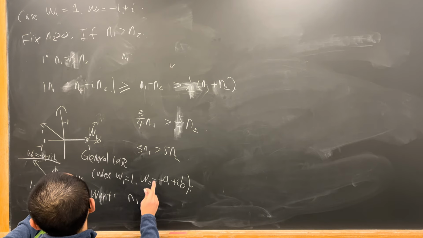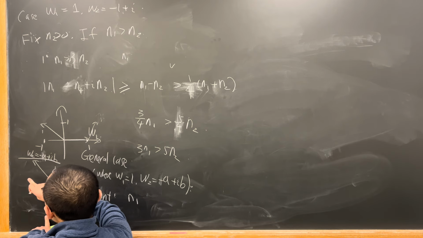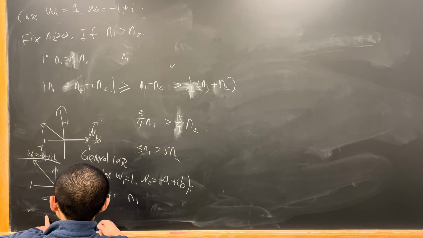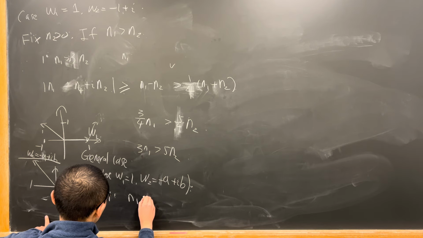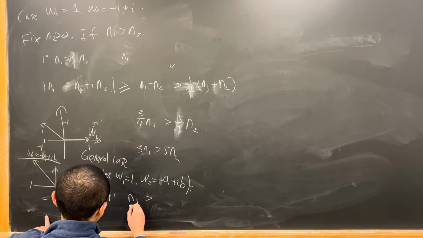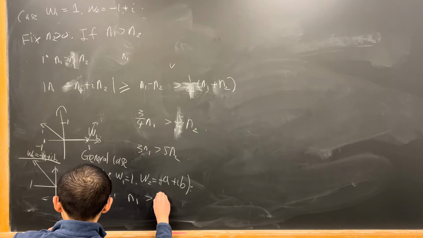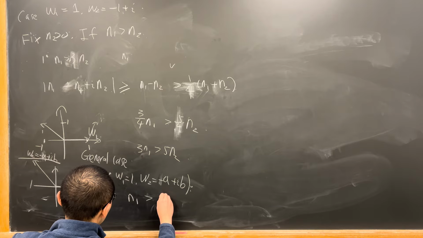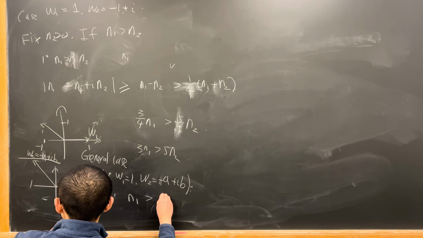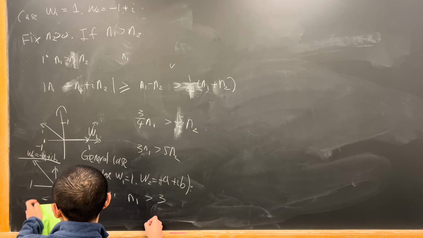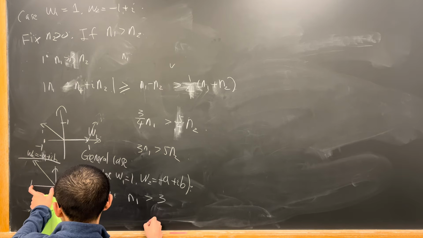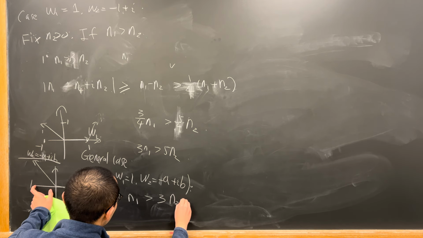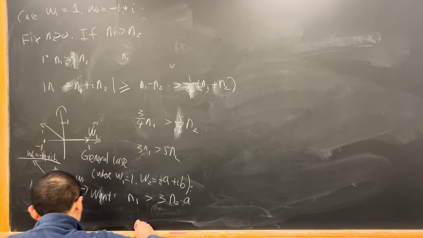I know that W1 has 1, so after I multiply this by N1, it should be bigger than whatever 3 times this length, right? If I multiply this by N1, which is just N1, it should be bigger than 3 times this total length. This total length should be like N2 times A.